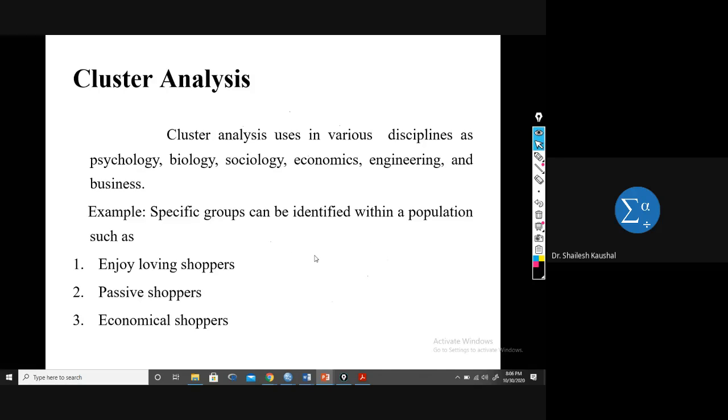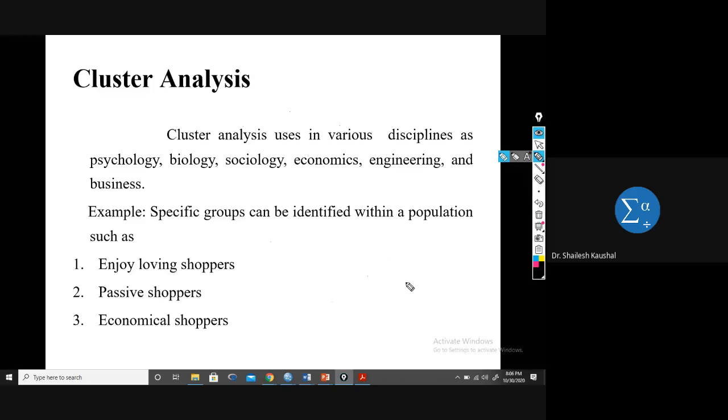So cluster analysis is used in various disciplines like psychology, biology, sociology, economics, engineering, and business also. Like in management, we can use cluster analysis to segment the population.